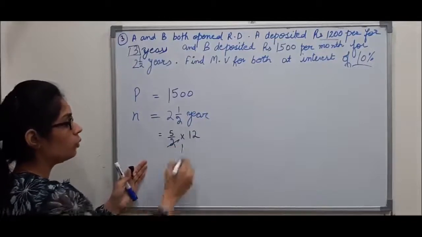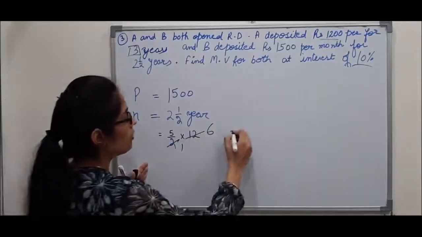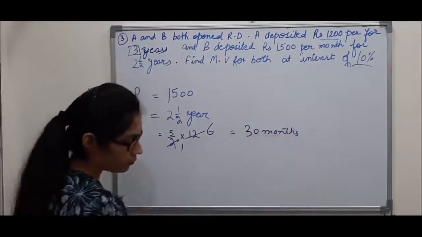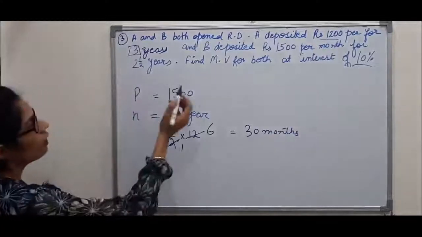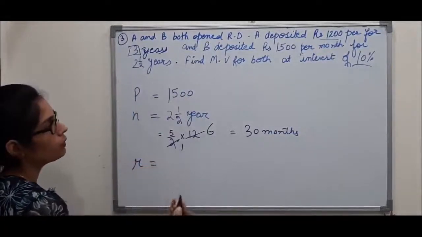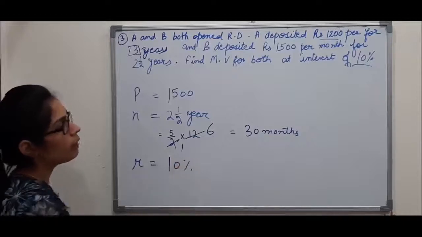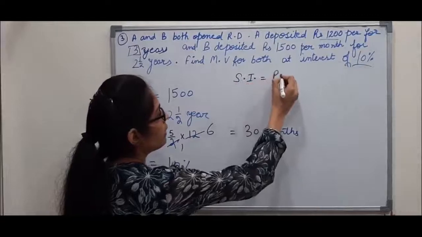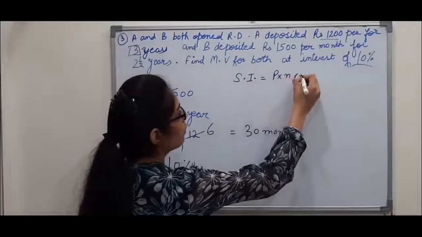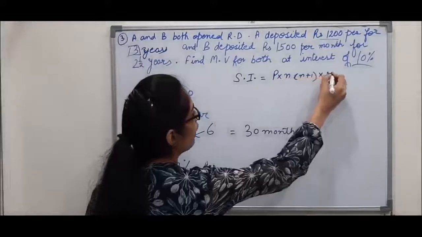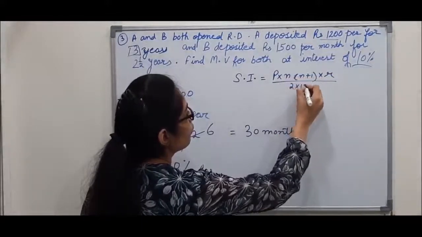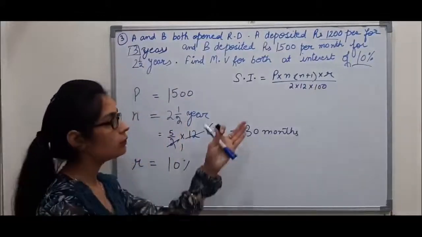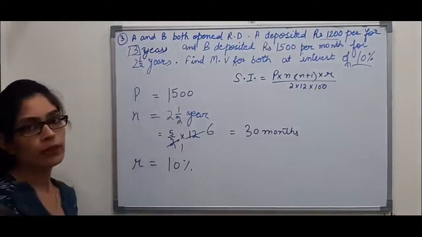2 into 1 is 2. 2 into 6 is 12. So 5 into 6 is 30. So time I got 30 months. Rate of interest is the same for both A and B, which is 10%. Now I will write the formula of simple interest, which is P into N into (N plus 1) into R by 2 into 12 into 100. And I hope you have already remembered this formula, since we are doing the third question now.